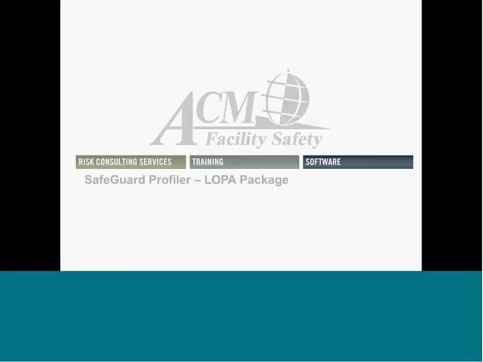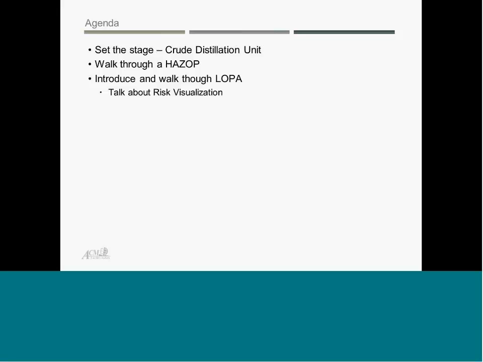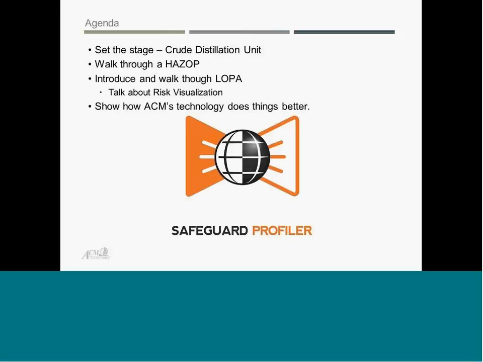Starting out with a LOPA package, we're going to be talking about it for the first part of this presentation. I'm going to set the stage and talk about a crude distillation unit, so we're all talking the same language. I'm going to walk through a very high-level and brief Hazop to give you an idea of exactly what we're doing at the LOPA stage and how we got the information. I'm also going to introduce and walk you through a LOPA and talk about risk visualization, in particular the bow tie. And throughout all this, you're going to see how SafeGuard Profiler does this better than what you're currently using.